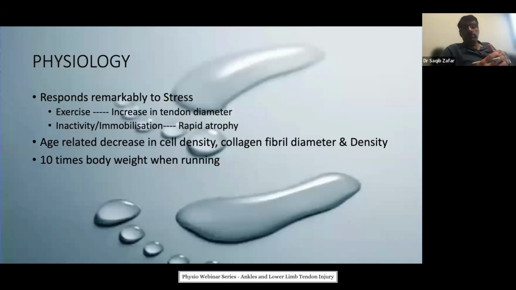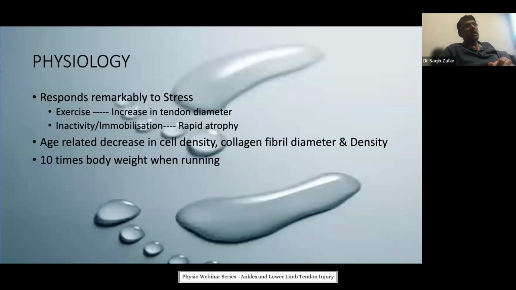On the other hand, over-exercise with an inadequate tendon structure can put extra stresses on the tendon itself. And in that case, the exercise can have a negative impact on the tendon itself because it can result in more load or more stress to the tendon than it can bear. And inactivity or immobilization leads to rapid atrophy of this tendon.